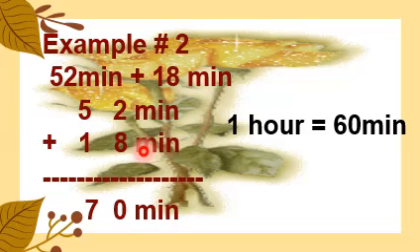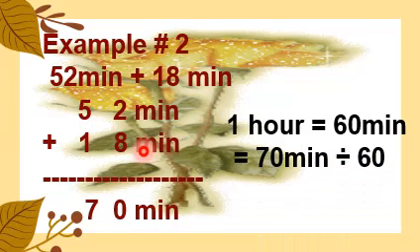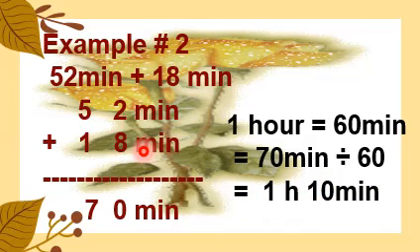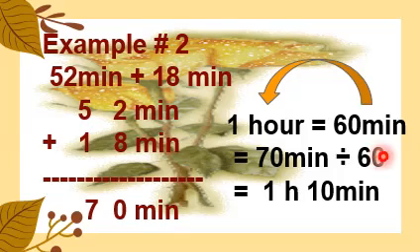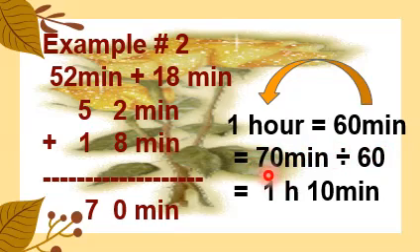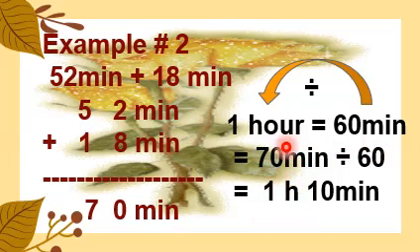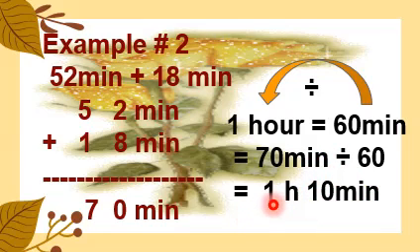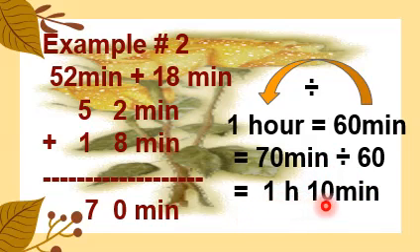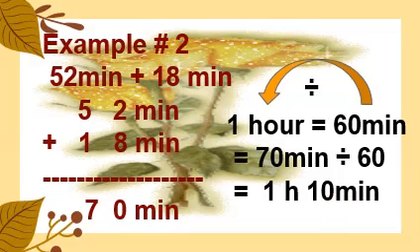As we all know, 1 hour is equal to 60 minutes. It means 70 minutes divided by 60 is equal to 1 hour and 10 minutes, because 60 ones are 60. These are 70 minutes. When we divide it by 60, we will get 1 hour, and 70 minus 60 is equal to 10 minutes. So the final answer is 1 hour and 10 minutes.